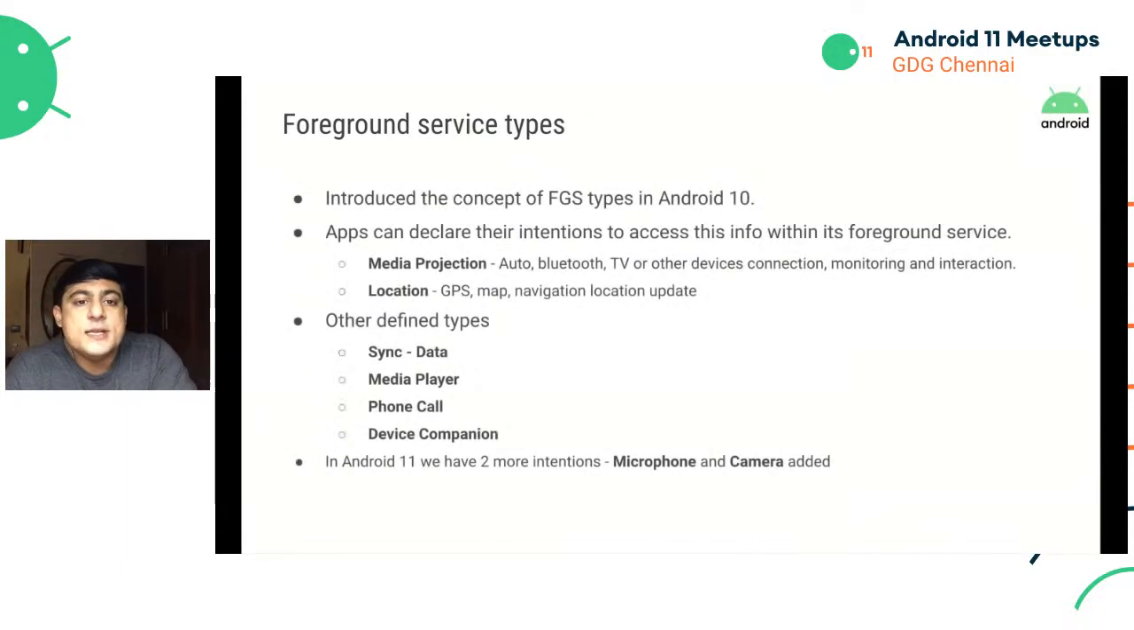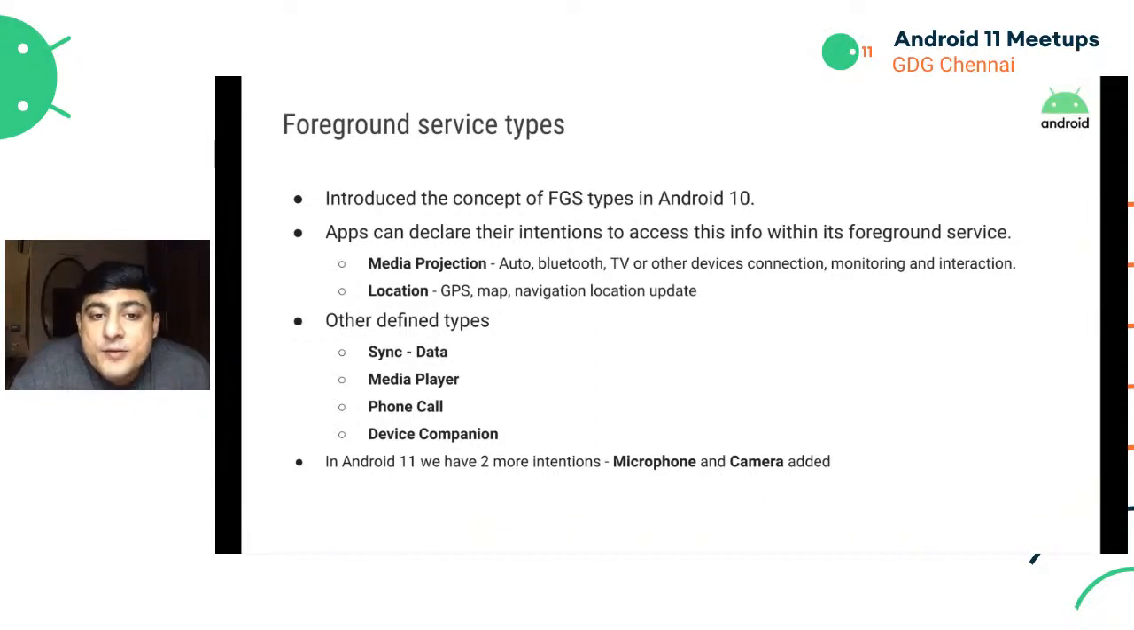Now, when you take foreground services in Android 10, we introduced the concept of foreground service types. Applications will have to declare their intentions to access the information in the foreground service. So there were things like media projection, location, syncing data, media player, phone call. Some of these things were defined as types for foreground services. So if a foreground service wanted to capture location, it had to declare that in the manifest. If it is not declared, there's no crash that happens, but the location data is never shared with that service by the system. It will always return null for any data that is being requested from the APIs.